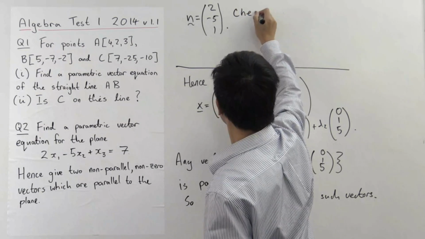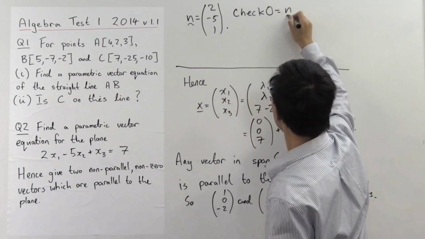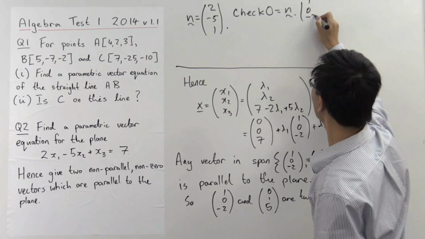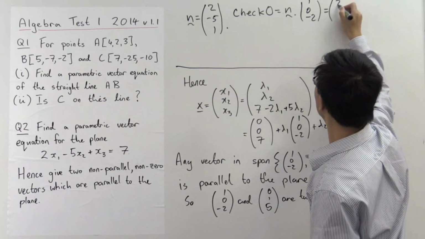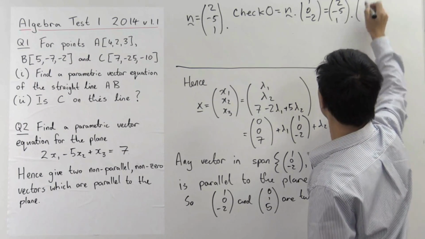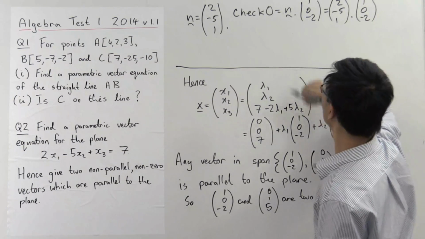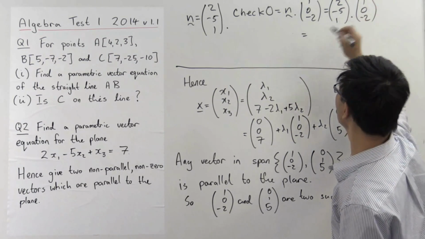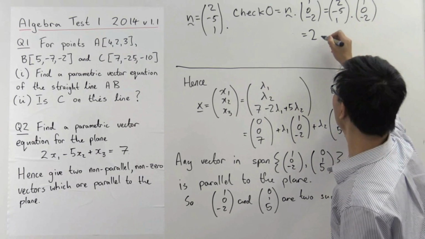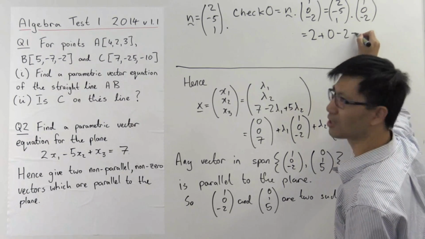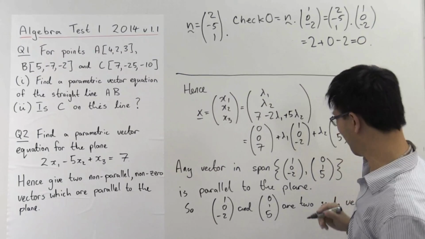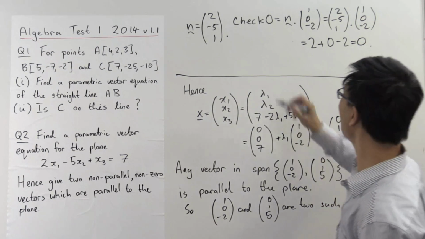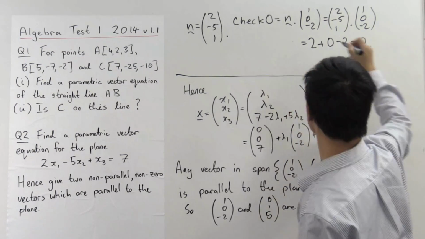Check 0 equals n dot (1, 0, -2). So that's (2, -5, 1) dot (1, 0, -2). So let's see what that is. I guess you multiply corresponding terms. 2 times 1 is 2, plus 0, minus 2. It's looking good, Daniel. I'm just going to move the camera. And I guess the other one you should check is (0, 1, 5). So let's check. So this is okay.